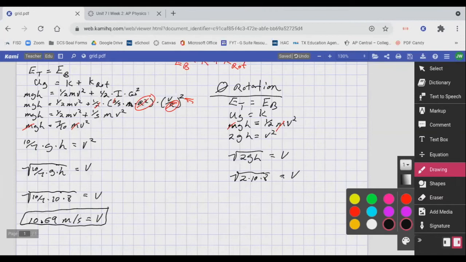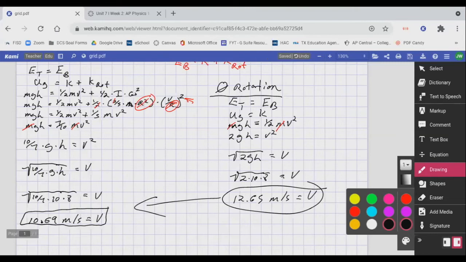It would be bigger probably. Yeah, now we see the numbers. Okay, yeah, you're right. 2 times 10 times 8 equals 160. I need the square root of 160, which gives me 12.65. 12.65 meters per second equals the velocity. Check it.